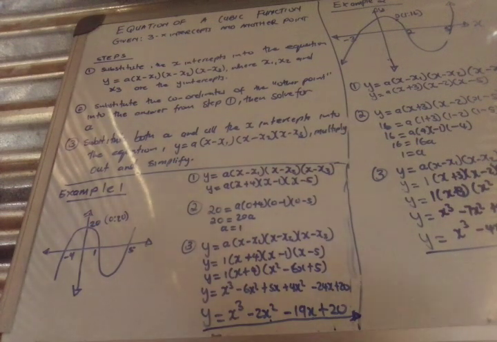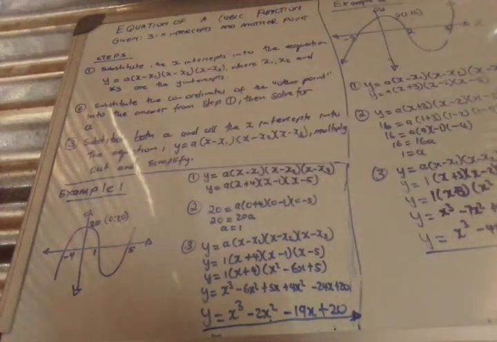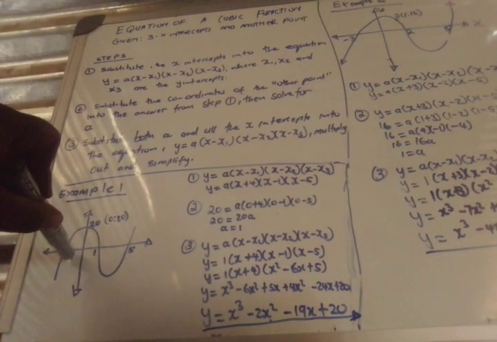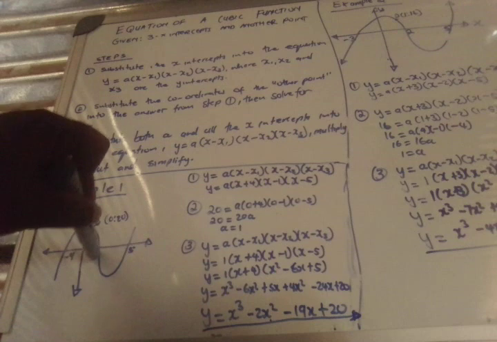Okay, let's look at some examples. Firstly, you are given an equation, hopefully you can see it well. There are 3 x-intercepts in example 1. The 3 x-intercepts are negative 4, 1 and 5.